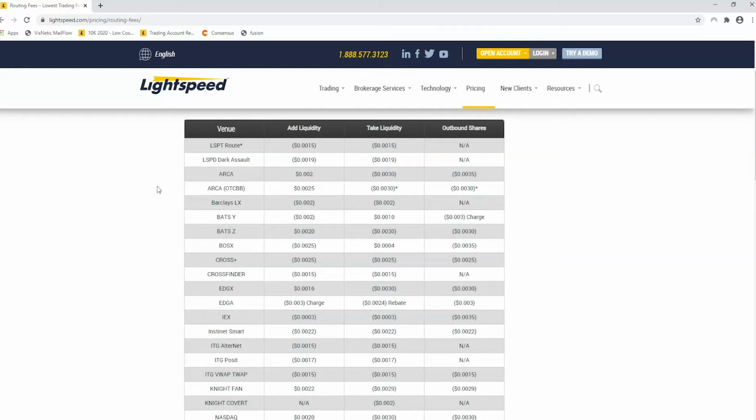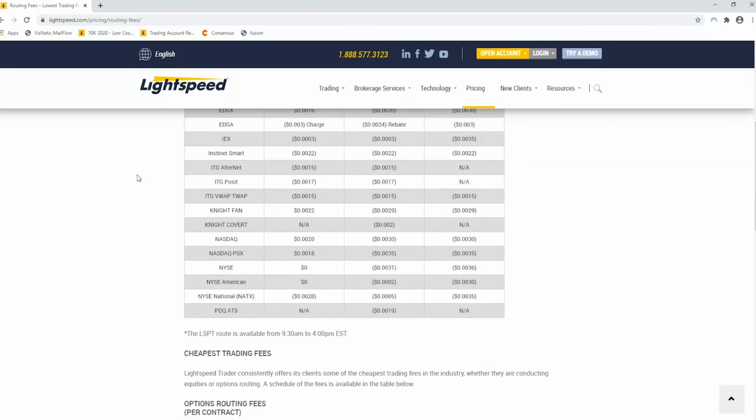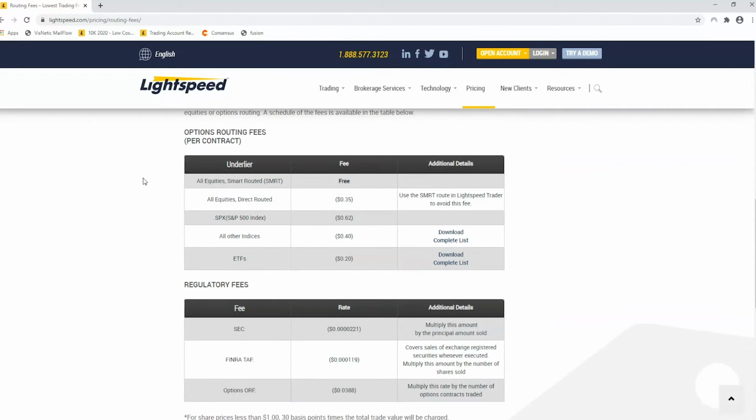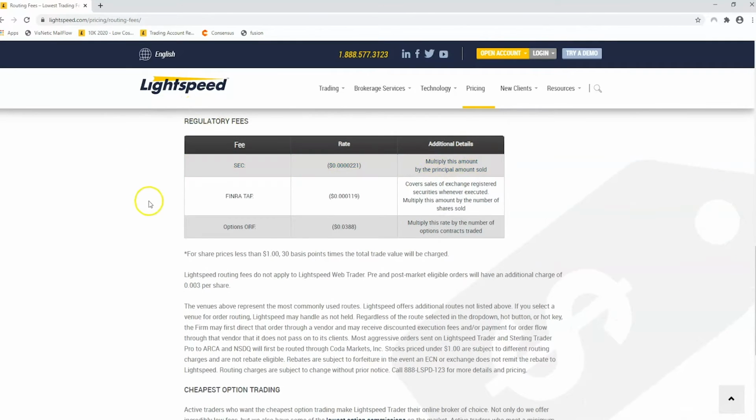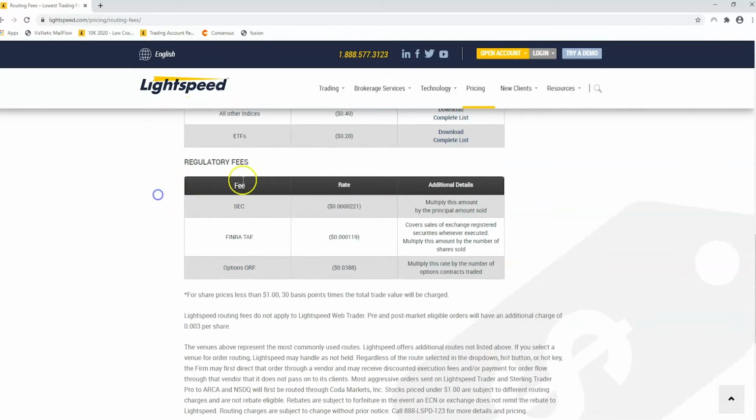For hidden orders, where your order and the number of shares will not be visible on the order book of an ECN or exchange, we offer the LSPD Dark Assault route. However, please note that using this route carries with it a slightly higher price per share than our regular LSPT Smart route. Something else to keep in mind when trading is that you also do pay regulatory fees as well. The rates for these fees can be found at the bottom of the routing fees page on our website.